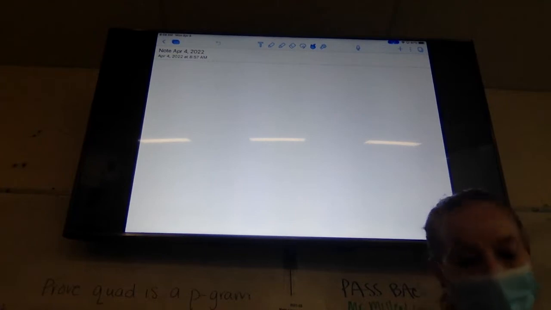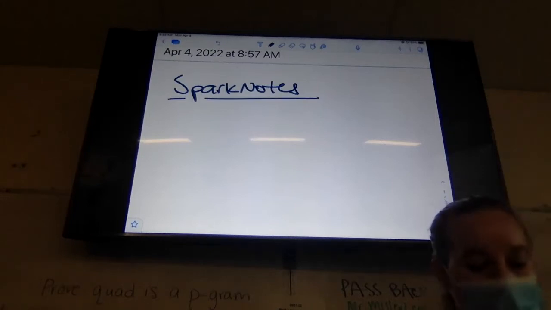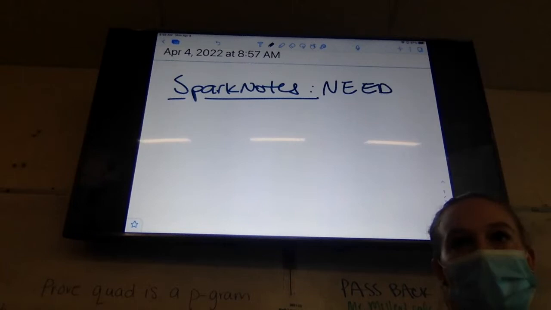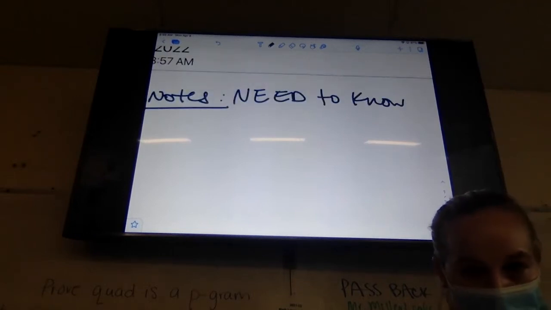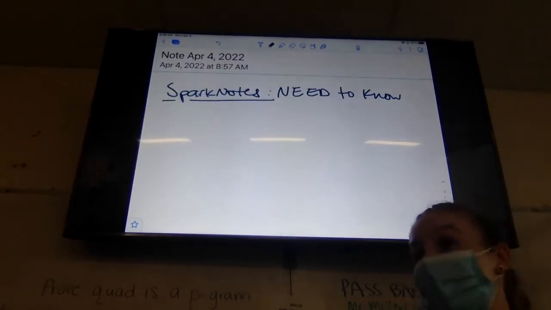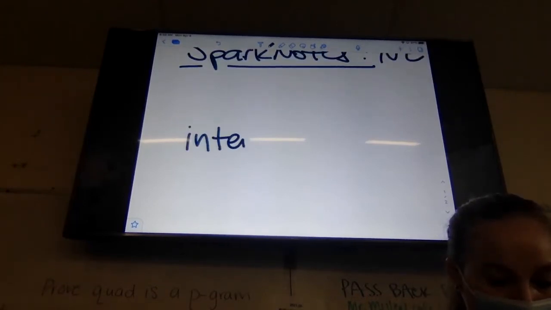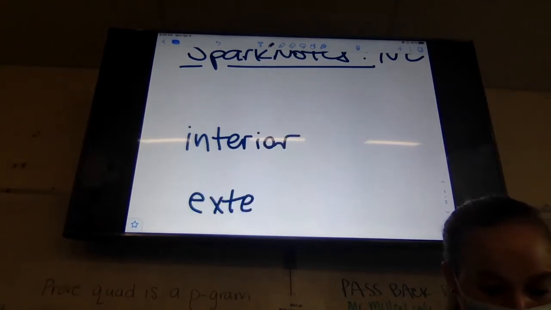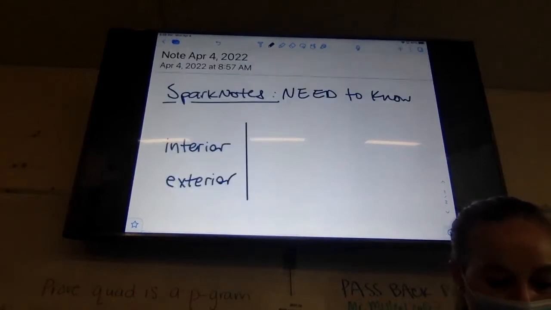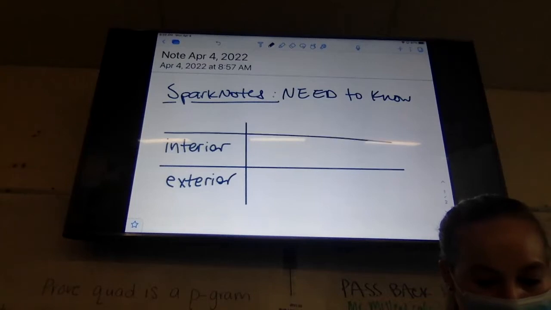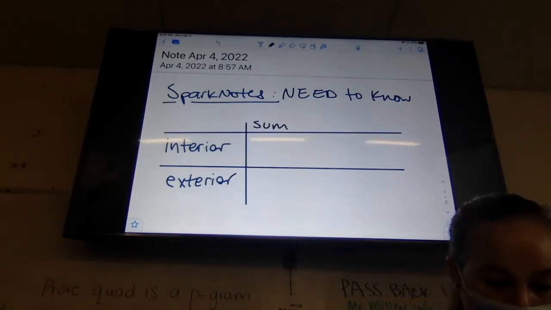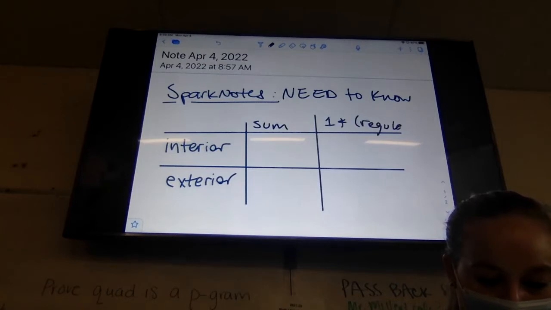What is something that you should probably know for this quiz? If I were to make a little cheat sheet or Sparknotes paper, what would I put on here that we need to know for this quiz? Maybe what does the first question ask us? How to find the measure of the interior angles. Okay, so there's a couple ways we can think about this. We have interior angles, and then we also have exterior angles, right? And we have the sum of the interior and the exterior. And then we also have how to find one individual angle, and it must be a regular polygon.